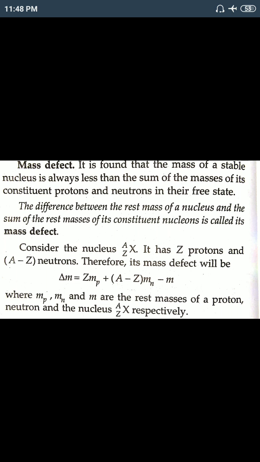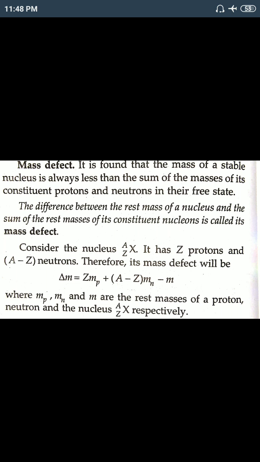Experimentally, it is shown that the total mass of a stable nucleus is always less than the sum of the masses of the proton and neutron if we weigh them separately and add them. That is, the total mass of the nucleons is always less than the sum of the mass of its constituent particles in their free states. This difference between the rest mass of the nucleus and the sum of the rest masses of its constituent nucleons is called mass defect. That is called mass defect.